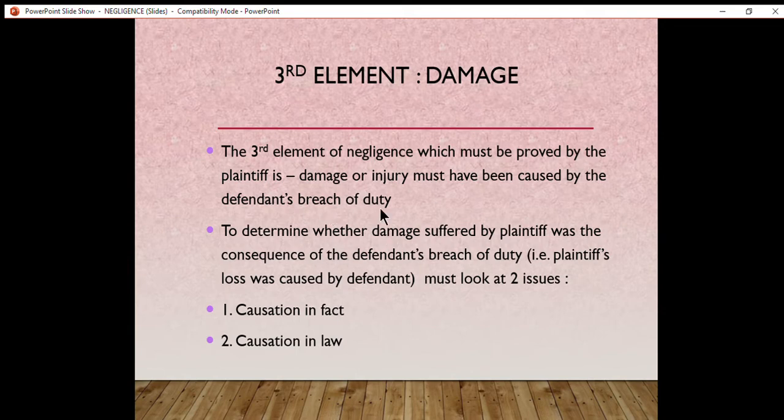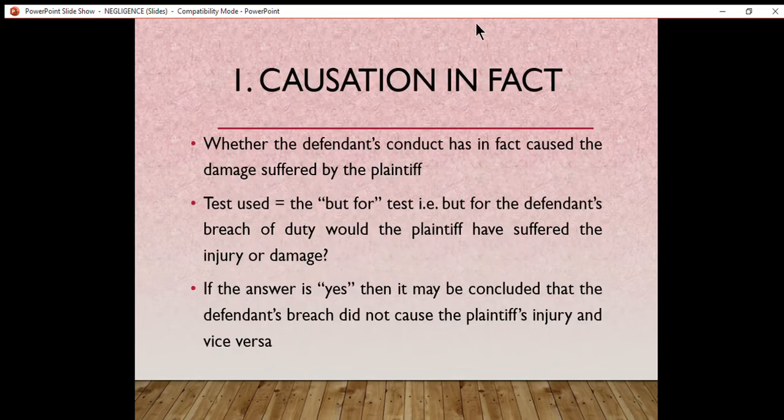So in order to determine whether damage suffered by the plaintiff was the consequence of the defendant's breach of duty, we must look at two issues here. First is causation in fact. In order to prove causation in fact, we will use the but for test. And then the second issue is causation in law. First, causation in fact.